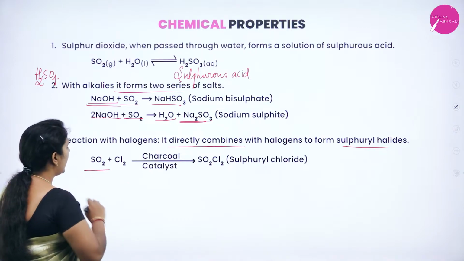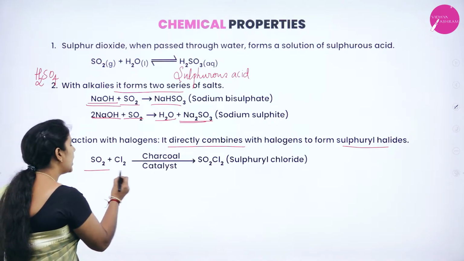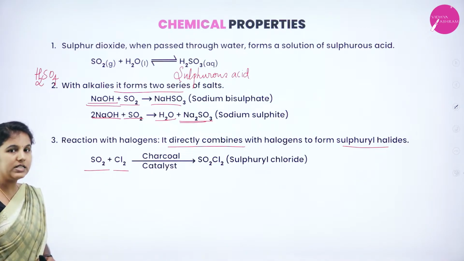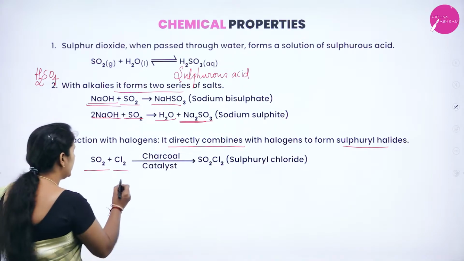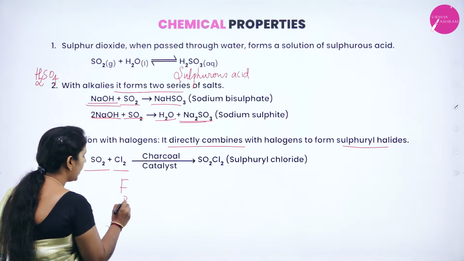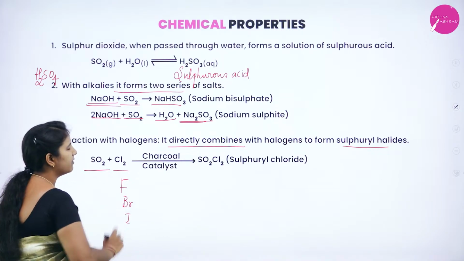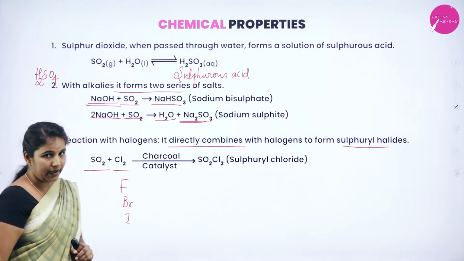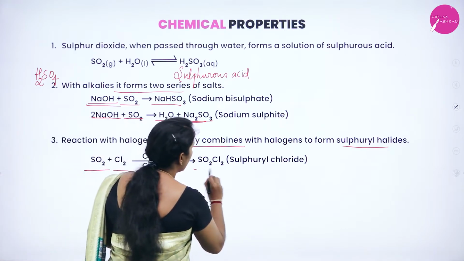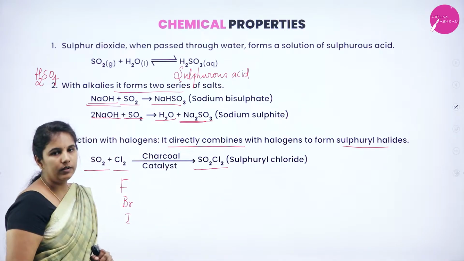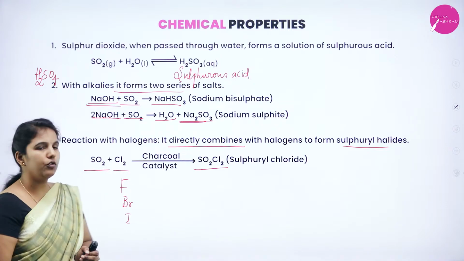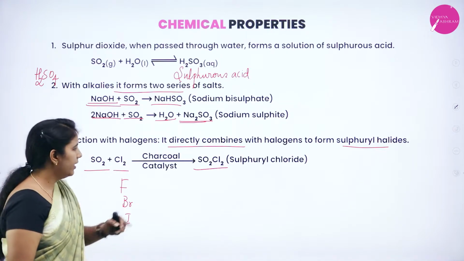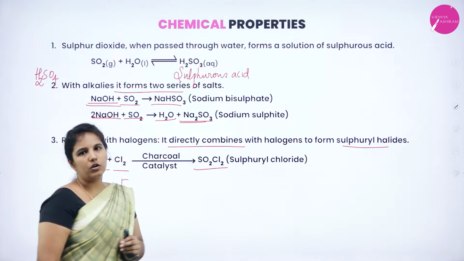So, here I have sulfur dioxide which is allowed to react with halogens such as chlorine. You can take fluorine, bromine, iodine, and I have used chlorine here. In presence of charcoal as a catalyst, it forms what? Sulfuryl chloride, which is nothing but a sulfuryl halide. Okay, you can see that sulfuryl chloride.